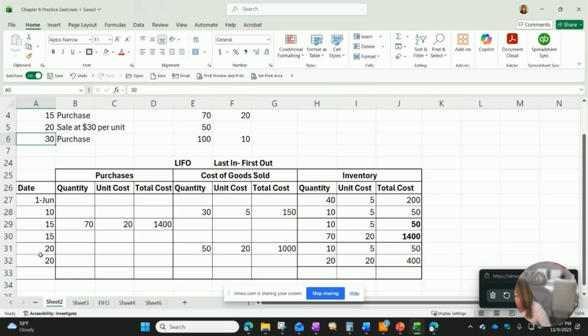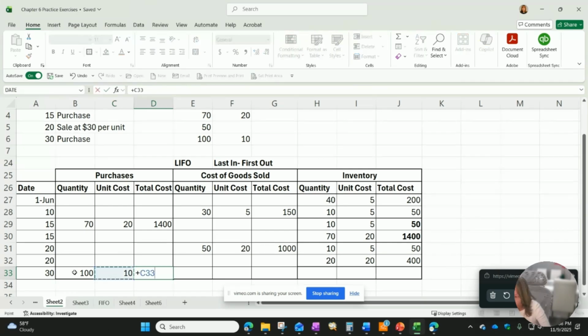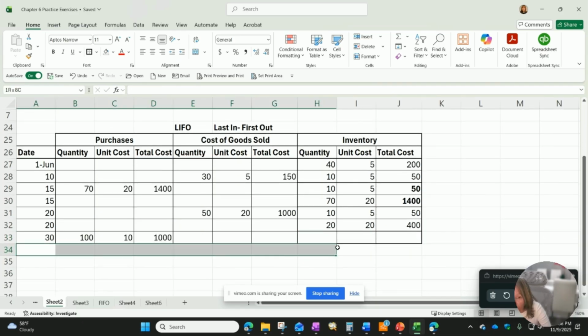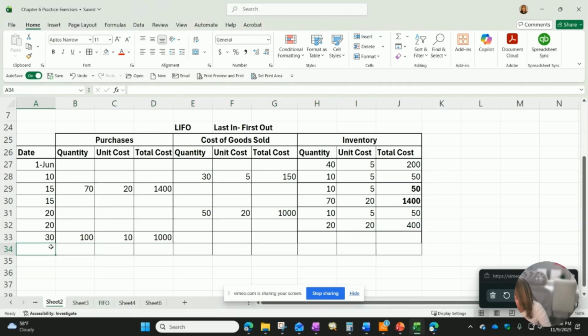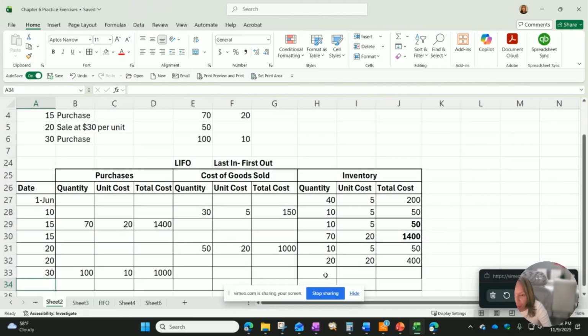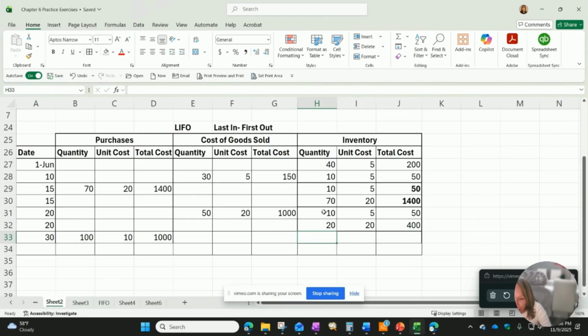Now on the 30th, a purchase of 100 units was done at $10 each, which makes up 1,000. Let's update the inventory. Let's see what's happening here. This is a very good exercise, a very good one, because we have a very interesting situation where we still have the 10 speakers in the warehouse priced at 5.